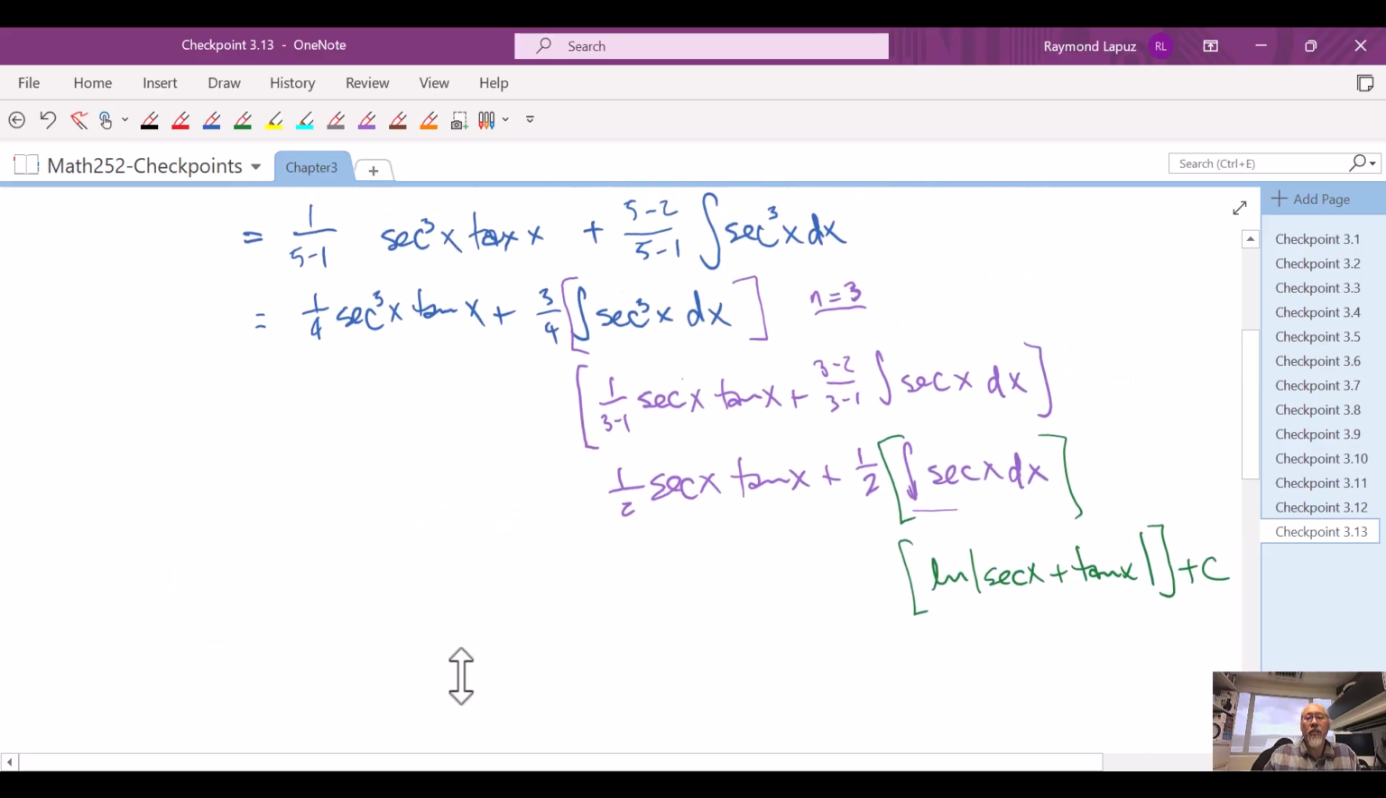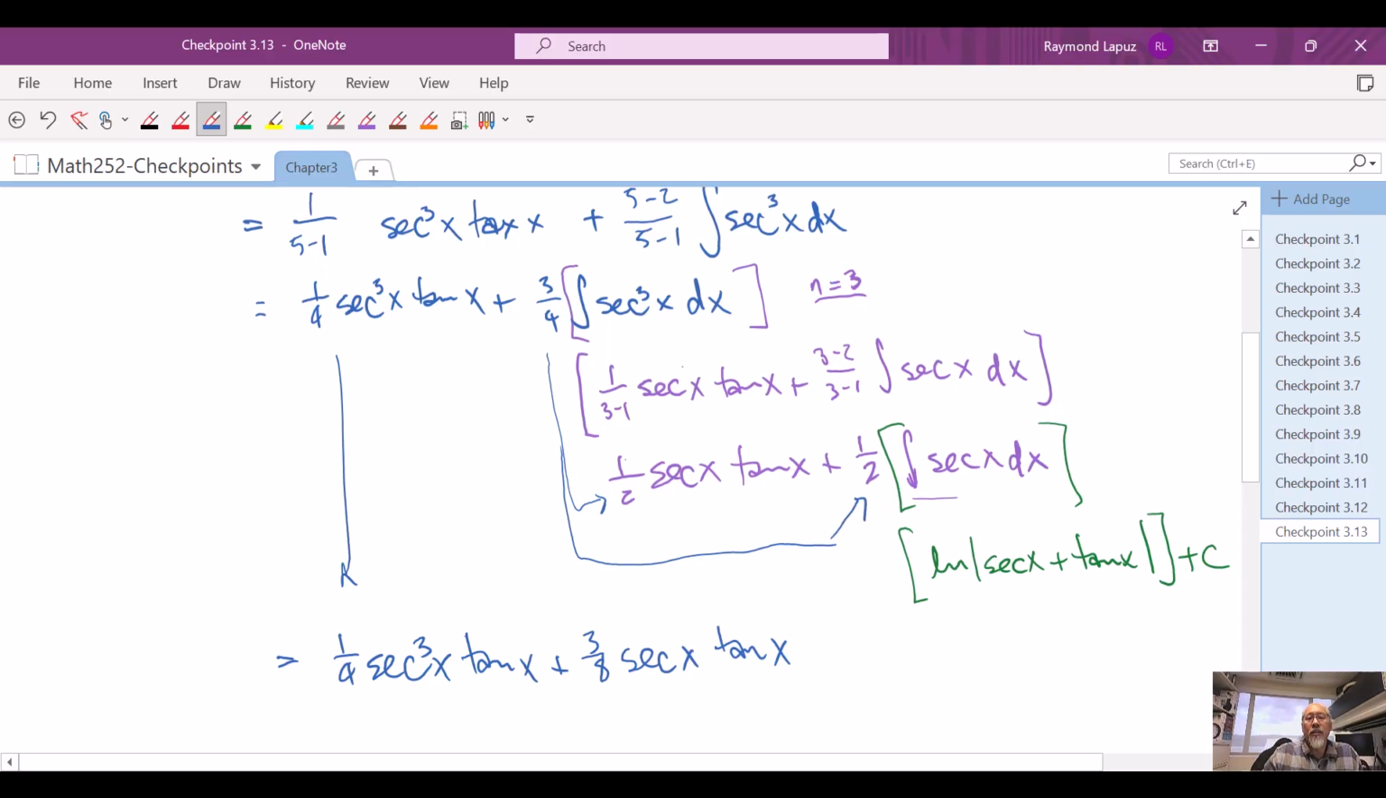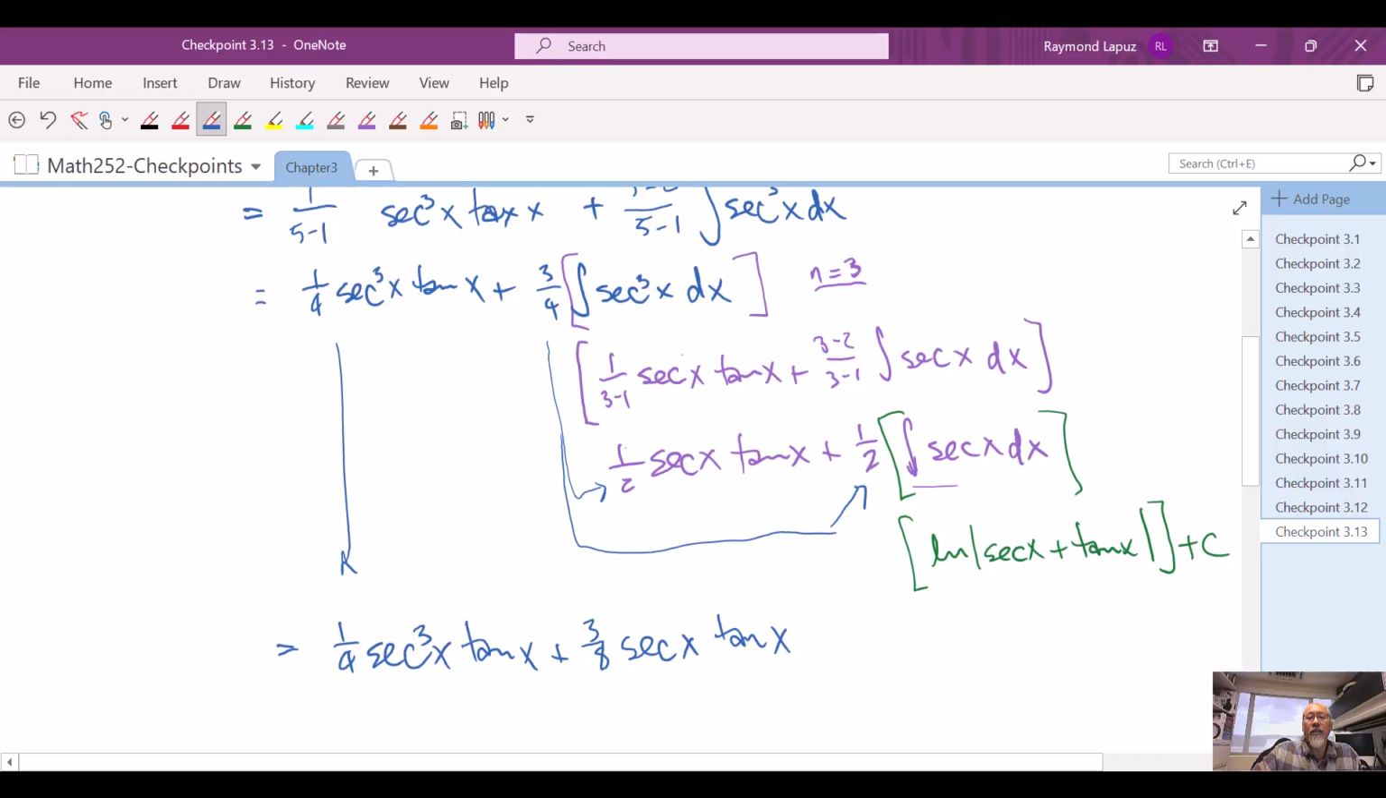Because we started all the way up here. So our final answer should be equal to, all this stuff goes down, we have a 1/4 secant cubed x tan x plus, now I have the 3/4 that I would multiply through. I'll start off multiplying the 3/4 here. So 3/4 there is going to be 3/8. And then we have just a secant x tan x. And then now this 3/4 will have to get multiplied by this 1/2. So that's just going to be 3/8 again.